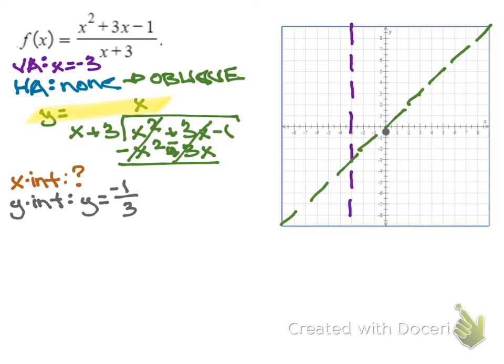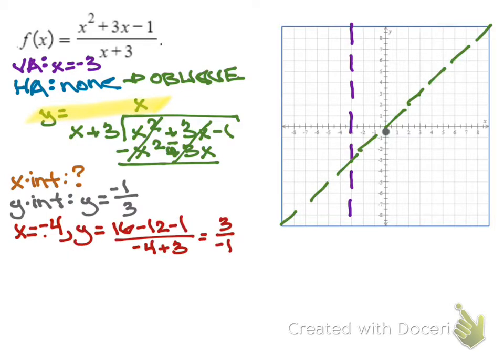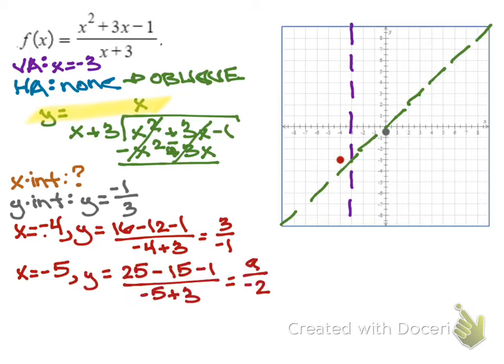Now what we're left with is picking some points. Let's pick some on the far left of our vertical asymptote. Let's start by looking at what happens when x is -4. When x is -4, y is -3. Then let's see what happens when x is -5. When x is -5, y is -9/2 or -4.5.